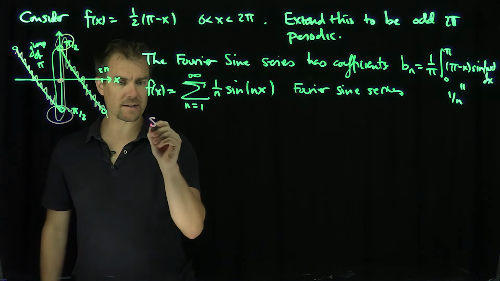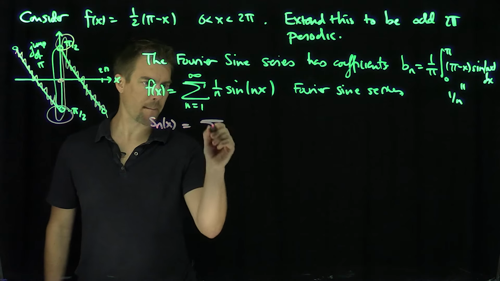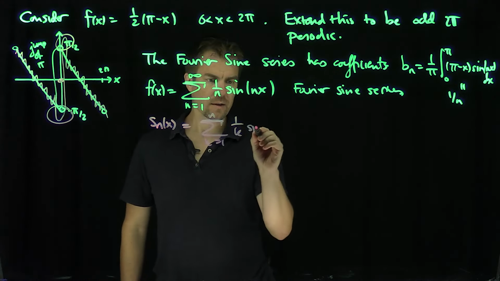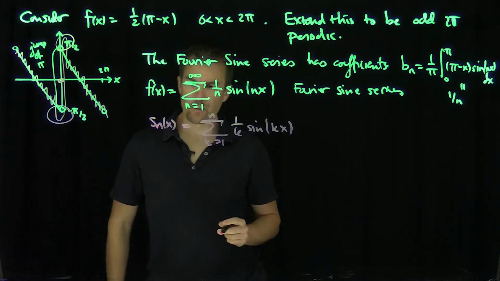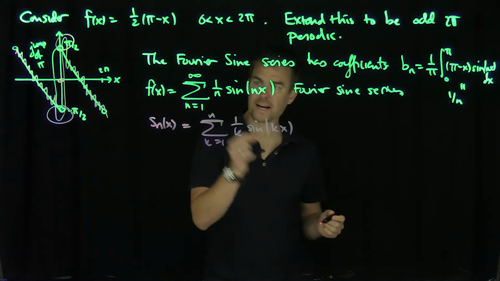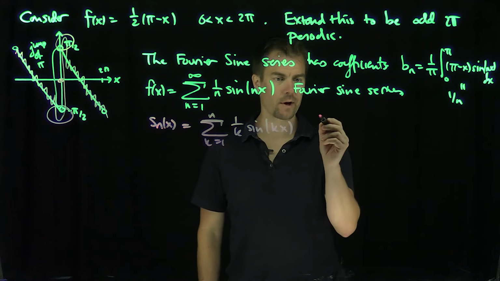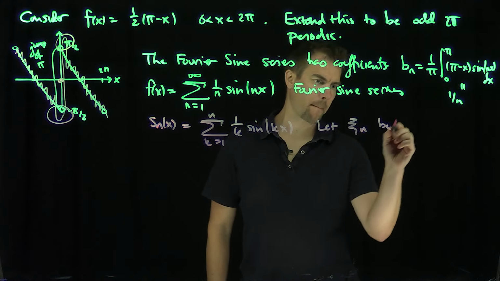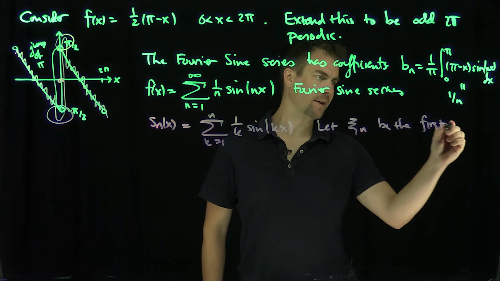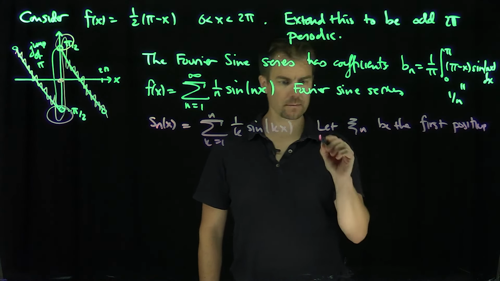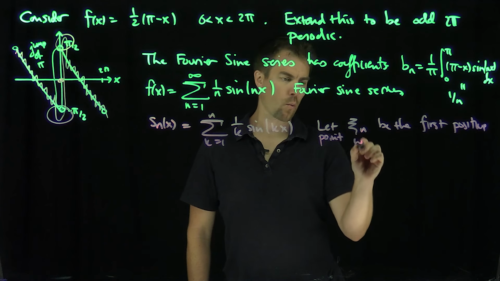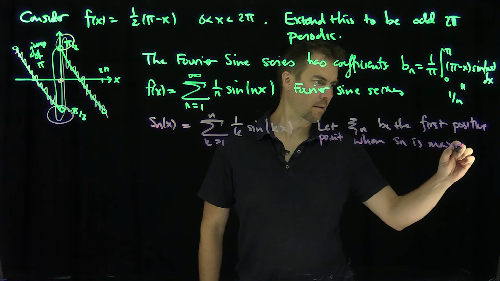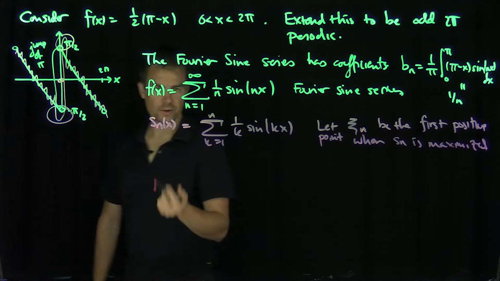Let's consider S_n of x to be the sum, k goes from 1 up to n, of 1 over k times the sine of kx. And let C_n be the first positive point where S_n is maximized. Okay, so let's find out what that point is going to be.